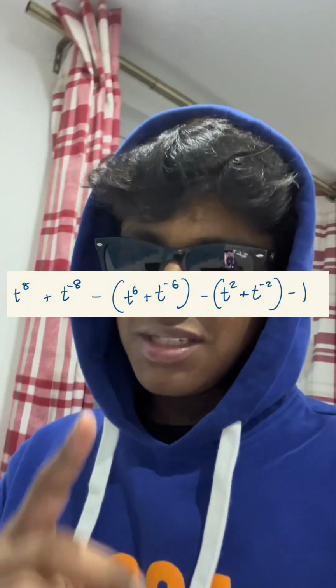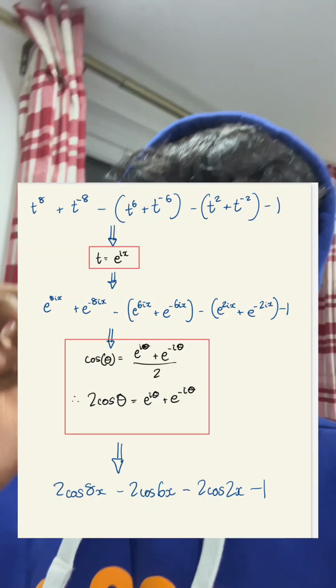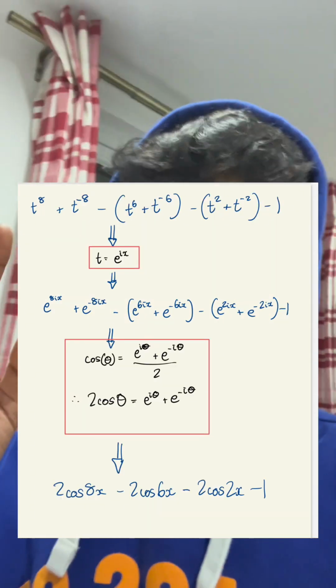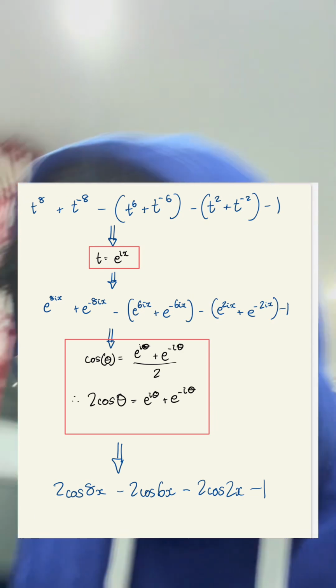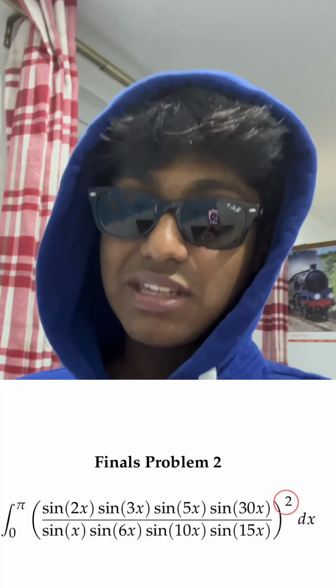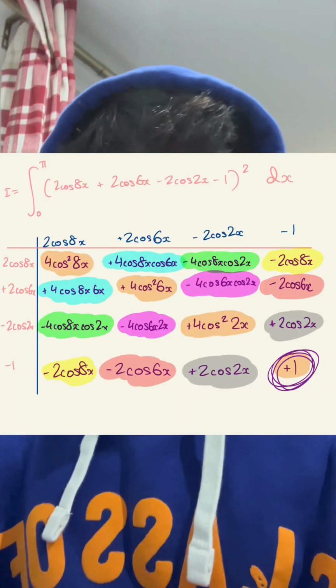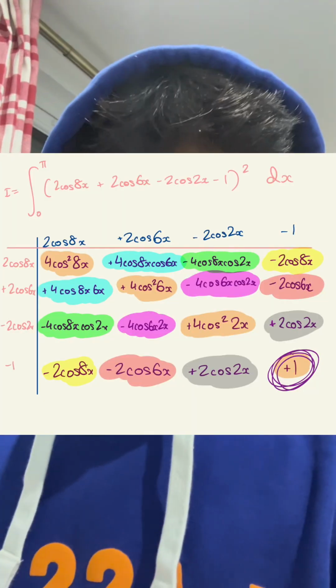But remember, these t's are just the function e to the ix in disguise. And when we sub that in, gasp! It's just a bunch of cosine functions. Nice, lovely jubbly. We just end up with a bunch of cosines. But wait! Remember, the original function we need to integrate is squared, which means we have to square this whole thing first. So we just have to integrate this, right?